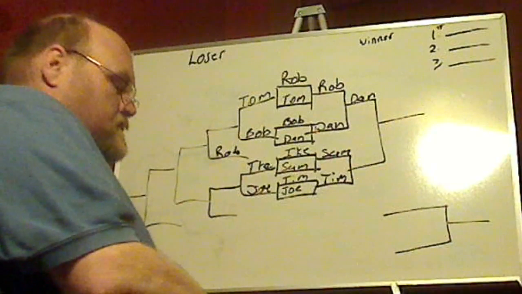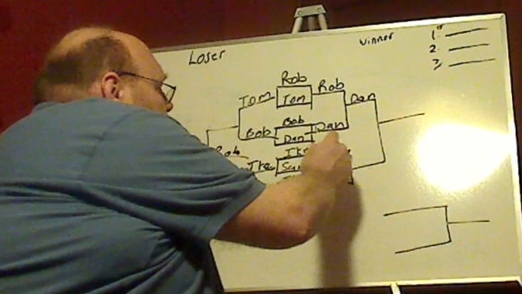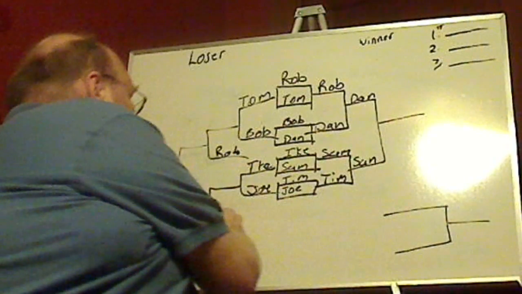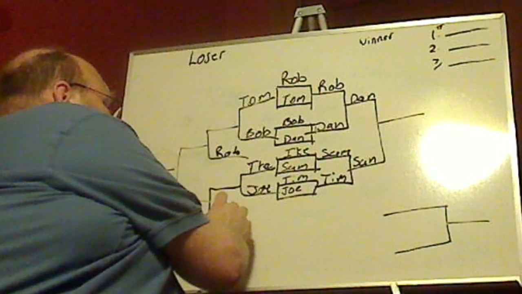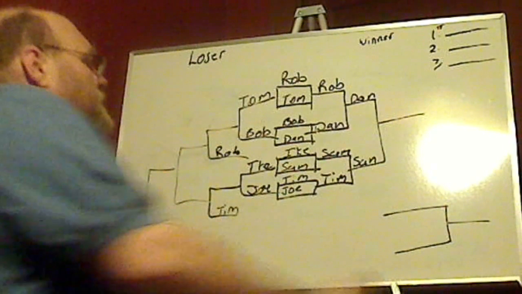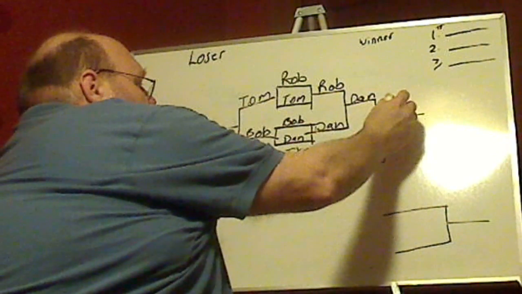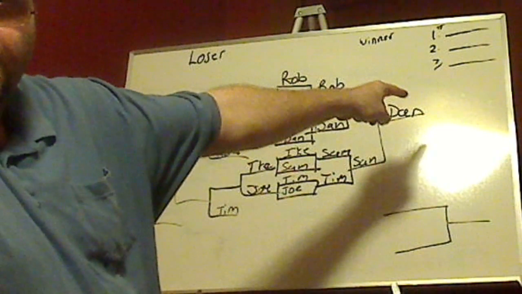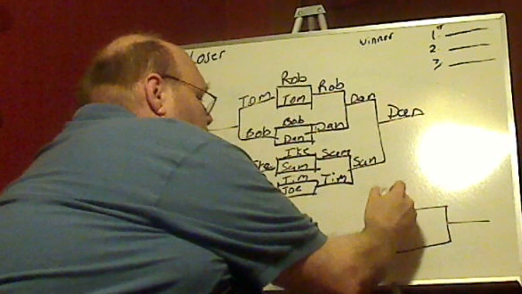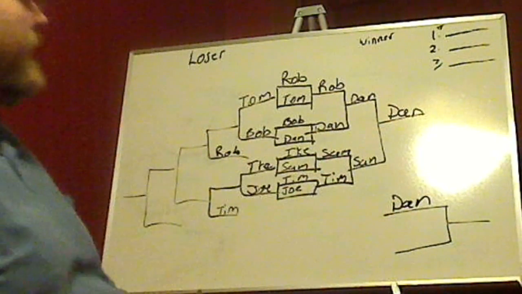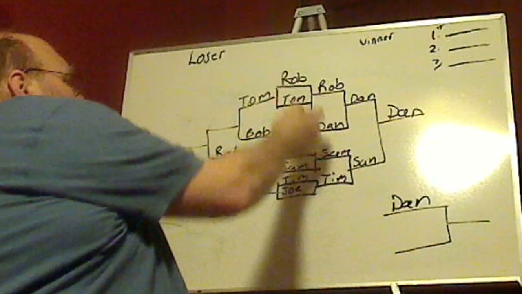Okay? So we've got Sam and Tim. Sam wins. Tim loses. He comes over here to this bottom bracket right here that's not connected to a race. Okay? And Dan wins right there. So we've got our main winner from the winner's side. He's going to go down here and he's going to race whoever is the winner on the loser's side. So we're going to start with these races.